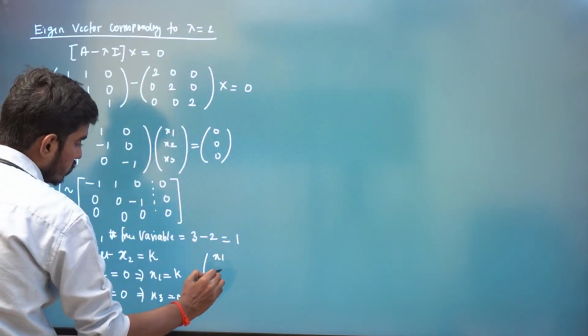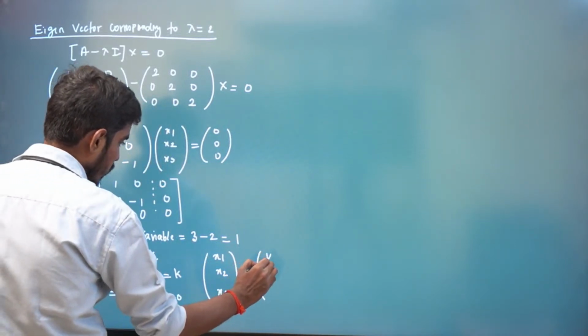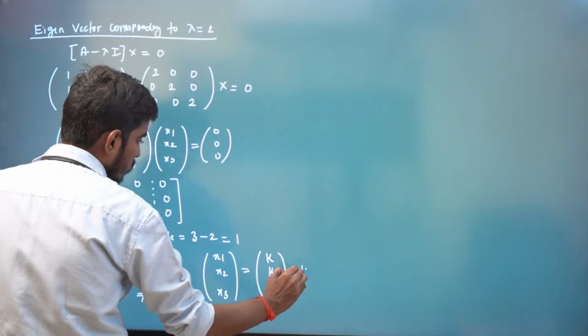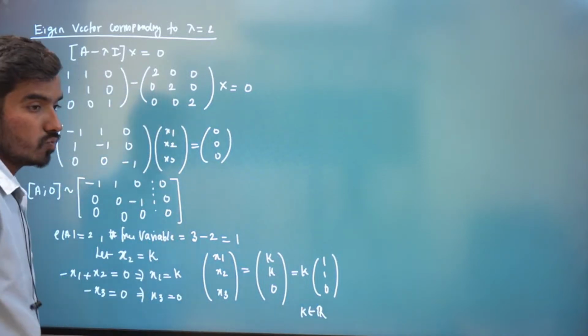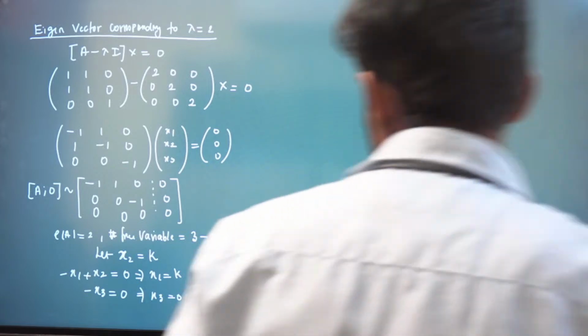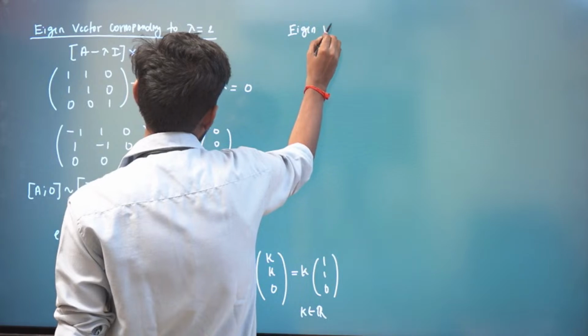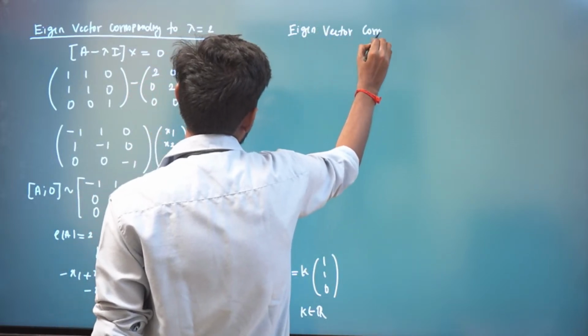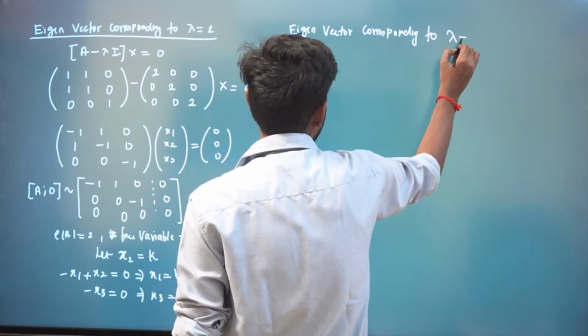So the eigenspace is given by x1 is k, x2 is k, x3 is 0. So k times (1, 1, 0) is the eigenvector corresponding to lambda equal to 2, right? Okay. So (1, 1, 0) is the eigenvector corresponding to lambda equal to 2. And similarly, we will find the eigenvector corresponding to lambda equal to 0.